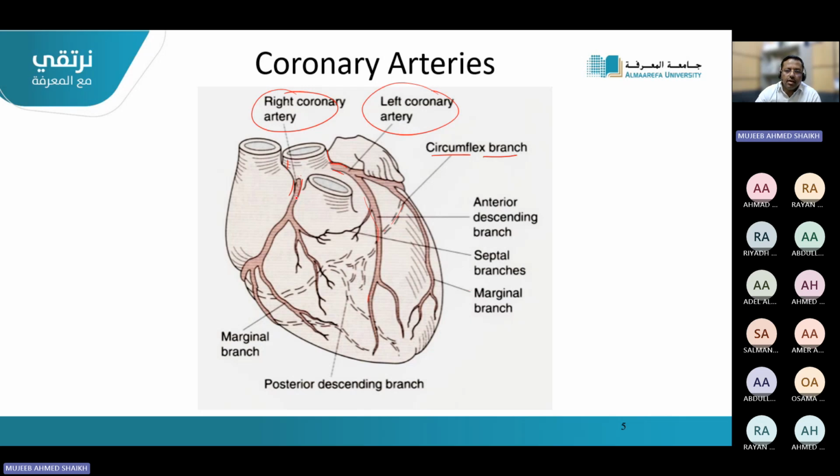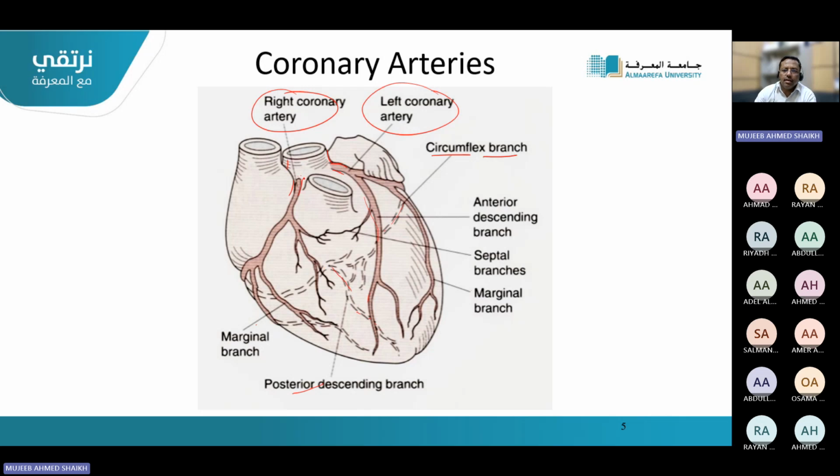The right coronary artery also gives rise to a marginal artery and a posterior descending branch, here in the posterior dotted lines, because it is on the opposite side. That's why it is shown as a dotted line.